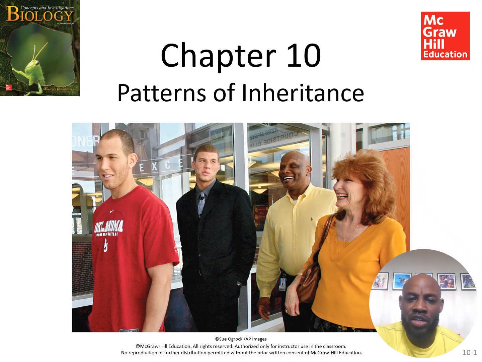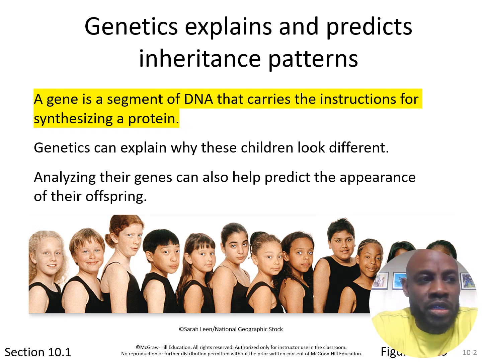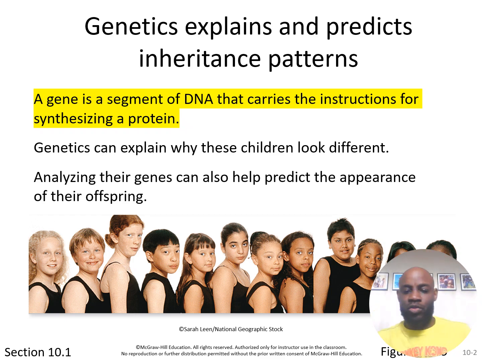Chapter 10, we're talking about patterns of inheritance. We've talked about genetics, chapters 7 and 8. We talked about DNA, genes, proteins, and chromosomes. Now we're talking about how characteristics are passed to the next generation, what the DNA says, and also what we actually see. So we're going to talk about genotype versus phenotype.